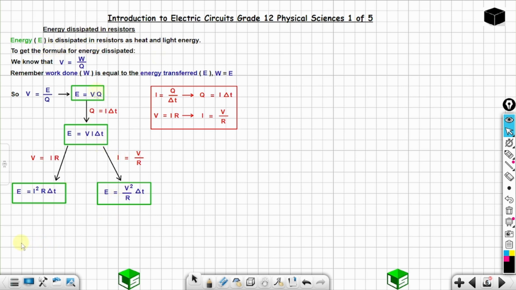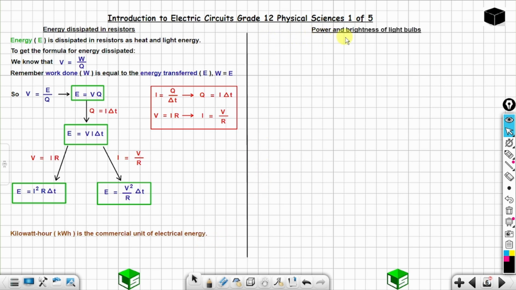Now, electricity in our homes is sold using the following units, okay, kilowatt hour. The kilowatt hour is the commercial unit of electrical energy. We are going to see about the cost of electricity. Now, about power and brightness of light bulb.